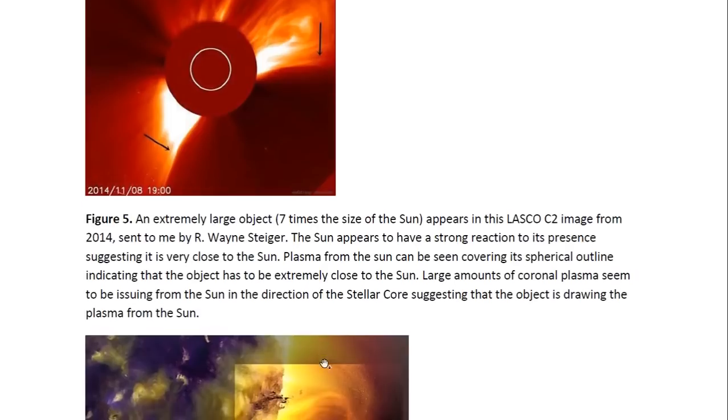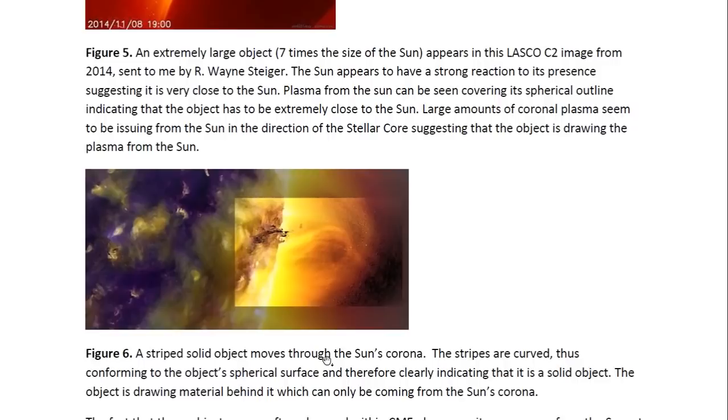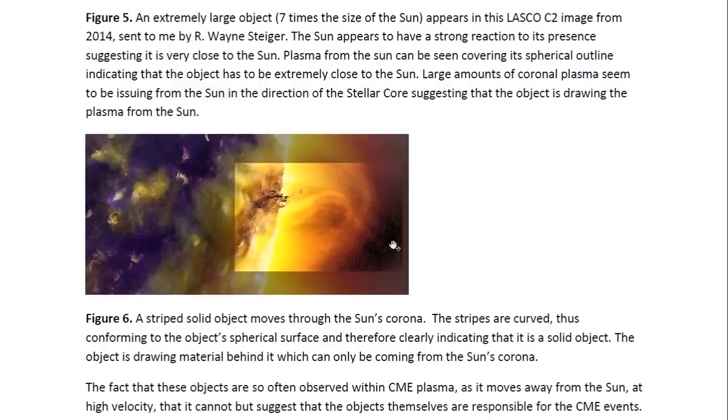And here we see another one of these stellar cores. This is a striped object, and the stripes are actually curved and thus conforming to the spherical surface which this object has, thus clearly indicating that it is a solid object. And obviously this object is drawing material behind it, which can only come from the Sun's corona. So it's drawing coronal plasma from within the corona.